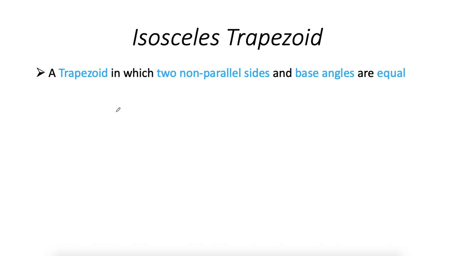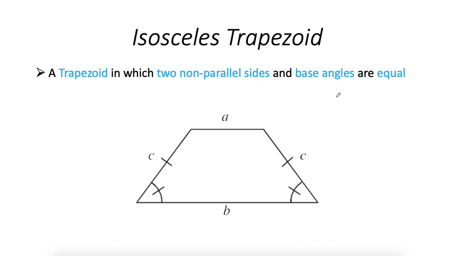Now there are two common types of trapezoid. One is isosceles trapezoid, a trapezoid in which the two non-parallel sides and base angles are equal. So if you see this, A is parallel to B, but this side and this side are non-parallel. So in the isosceles trapezoid, these two sides are equal. This is C and this is C, and the base angles, these two angles, are equal.